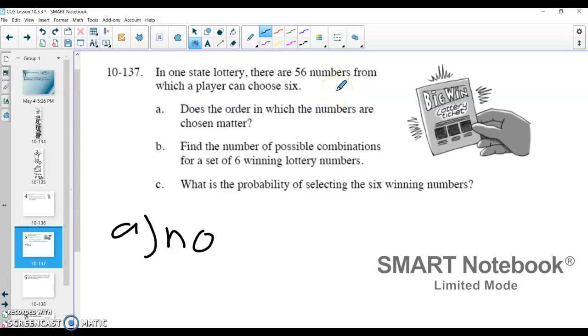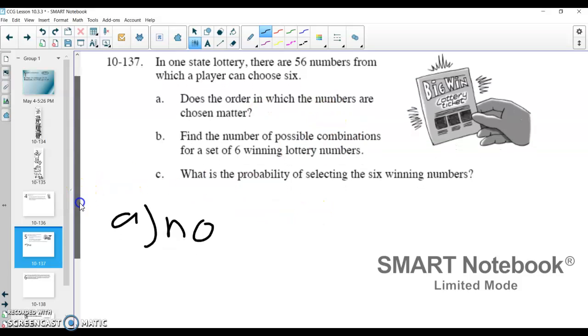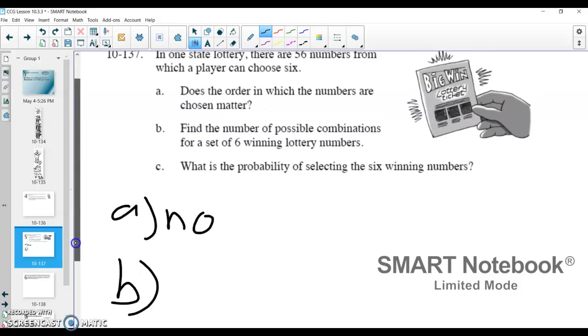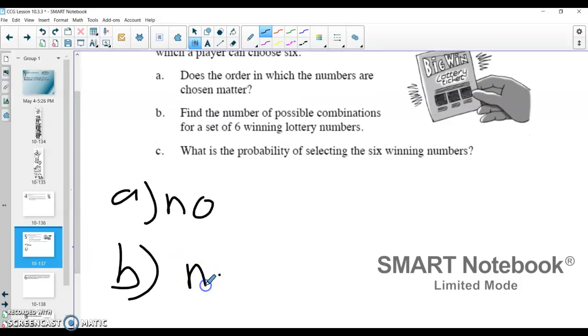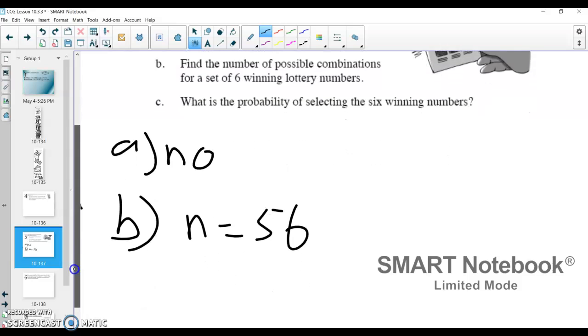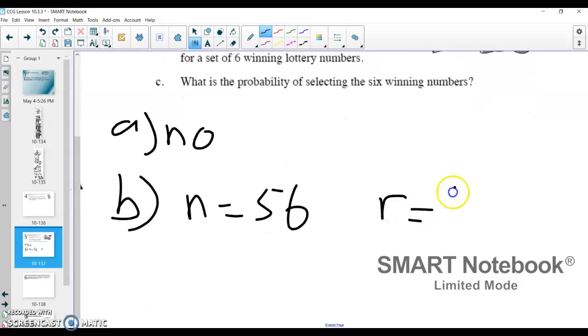And so the fact that order doesn't matter tells me that this is going to be a combination problem, which leads into part B really nicely. It says find the number of possible combinations for a set of 6 winning lottery numbers. So in part B, we're going to have 6 winning lottery numbers. The order doesn't matter. My n, or my number of choices, is going to be 56, because there's 56 numbers to choose from, and they have to fill 6 slots. And so my r is going to be 6.